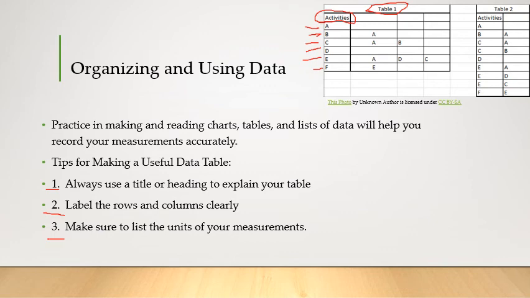And then lastly, which is not on this particular table, but you want to make sure to list the units of your measurement. So if this is activities that you completed, then letter A could be representative of jumping jacks. So total number of jumping jacks. B could be lengths of the swimming pool that you swam, and so on.